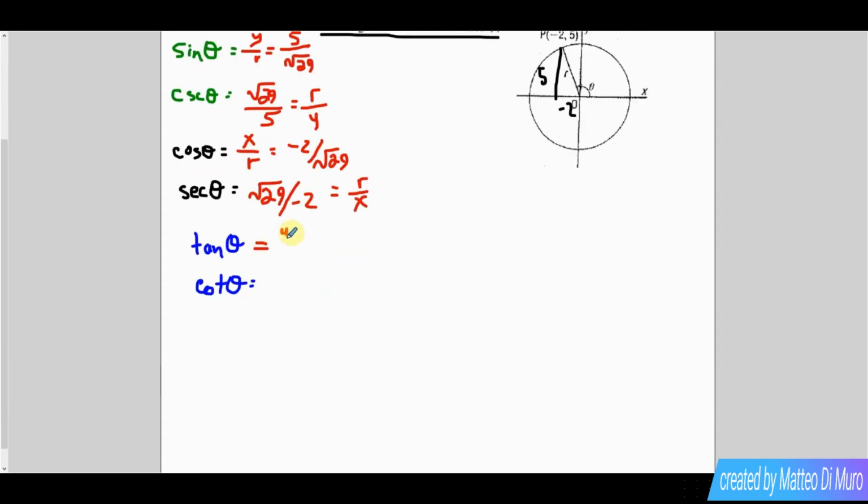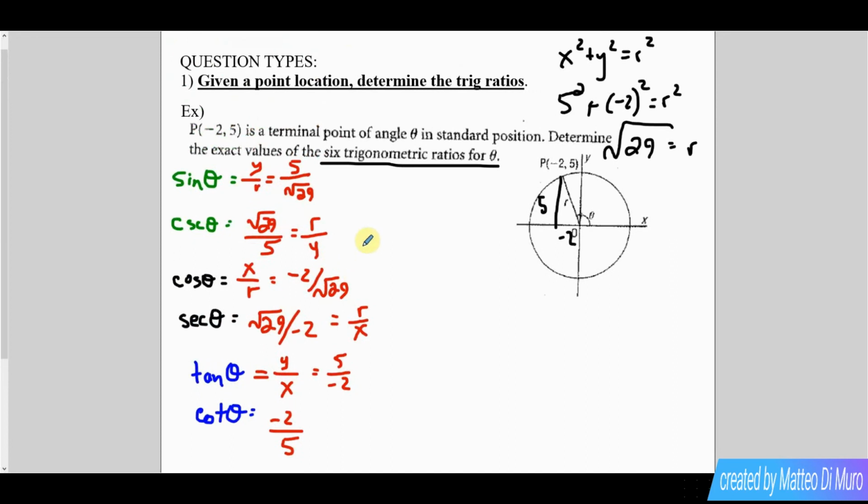Tangent, well, that is y over x. Now, y was 5, x is -2. So there's tangent. Cotangent is 1 over tangent. So once again, I can just do the reciprocal. Boom. Done. So all 6 trigonometric ratios in their glory.